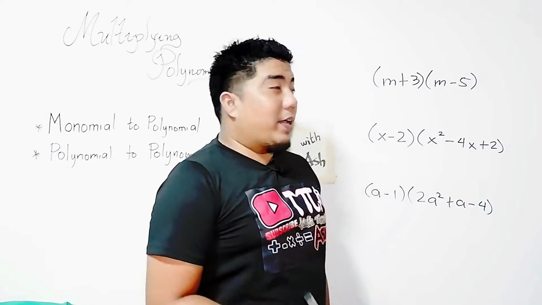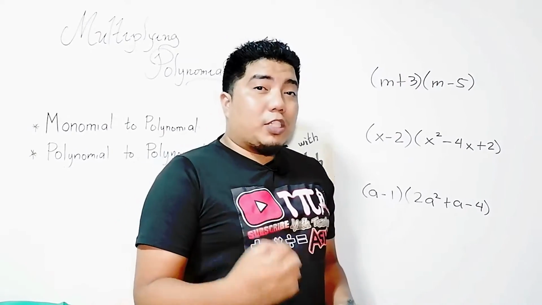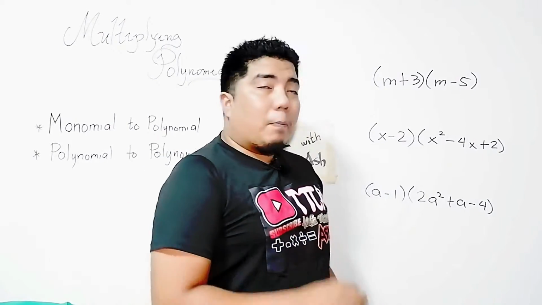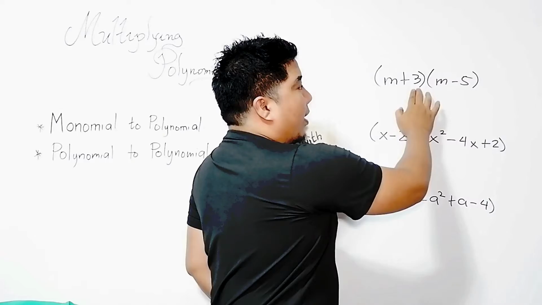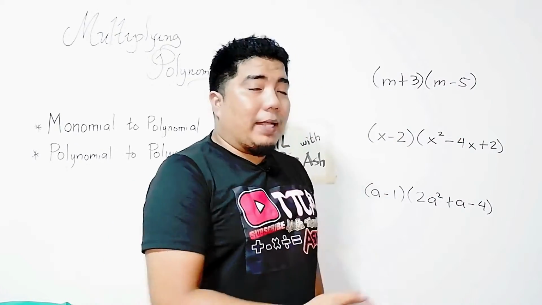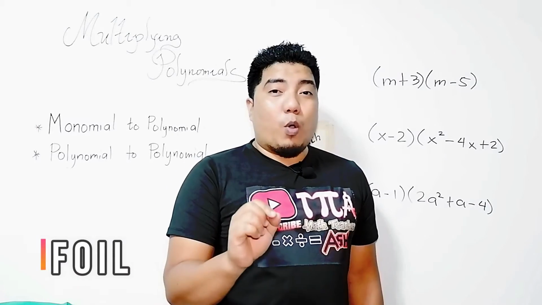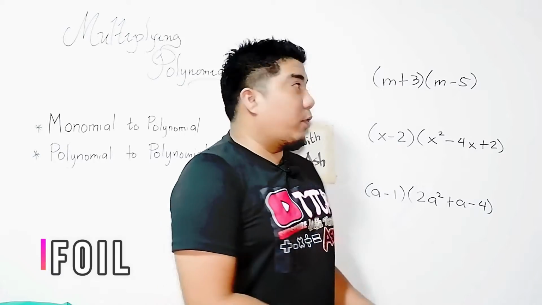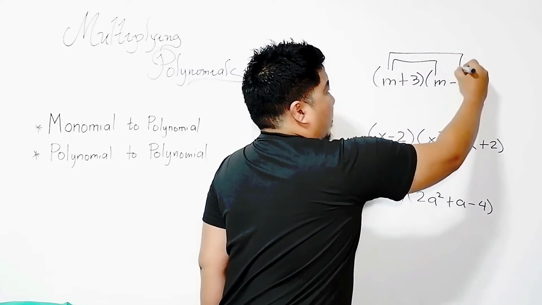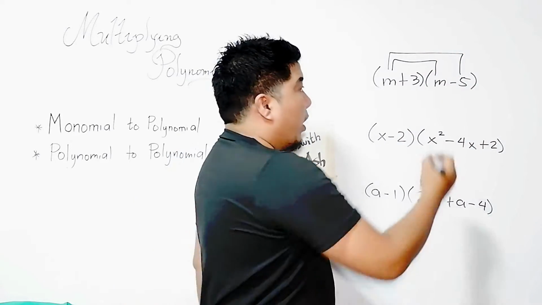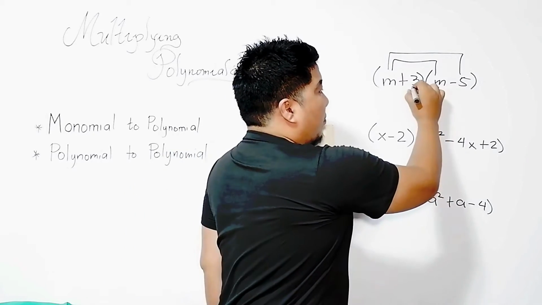Okay, let's start. We have here the quantity m plus 3 times the quantity m minus 5. What you can do here is you just apply the distributive property. But in this case, you will distribute the first term to the two terms and then the second term to the two terms. Now, how do you apply that one? This is where we apply the popular acronym FOIL. F-O-I-L. F stands for the first terms, O stands for the outer terms, I stands for the inner terms, and L stands for the last terms.